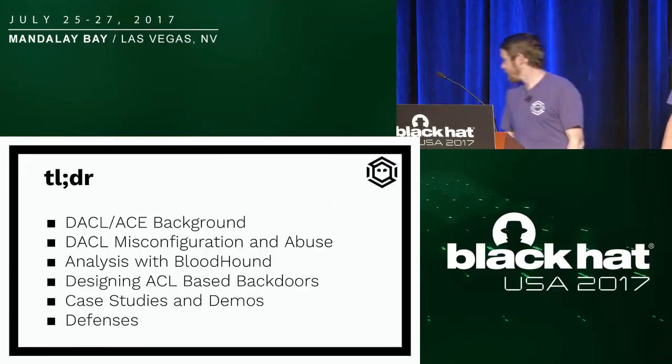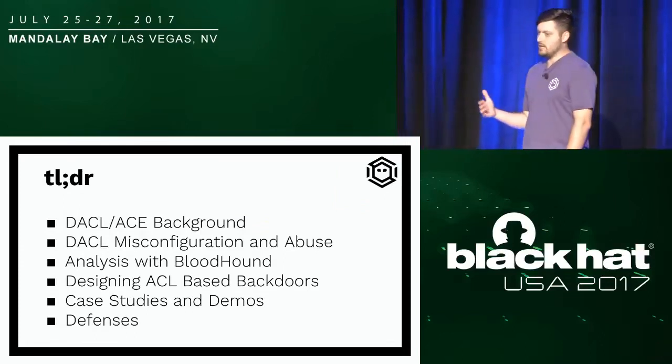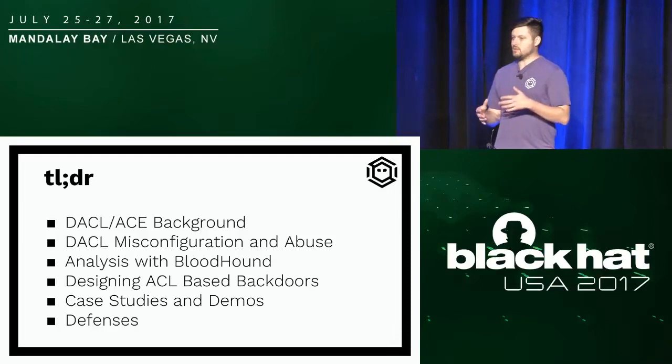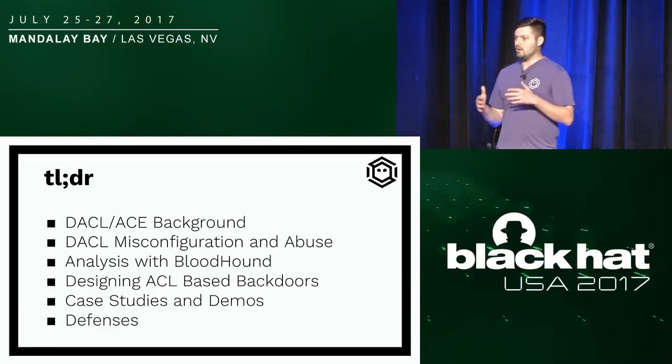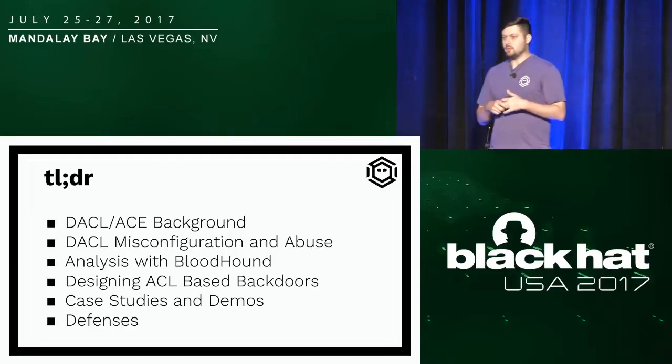Okay, so let's give you an idea of where we're going to go. We're going to start off by talking about DACLs and ACEs, what these are, how they work, why they matter. We're going to talk about common misconfigurations and how those misconfigurations can be abused for PrivESC and for backdoors. We're going to do a demonstration of how to analyze these more easily using the Bloodhound interface. Then we'll go through our case studies of designing the ACL-based backdoors. We'll show some examples of some of the things that we've thought of and some of the things that other people may have thought of already.